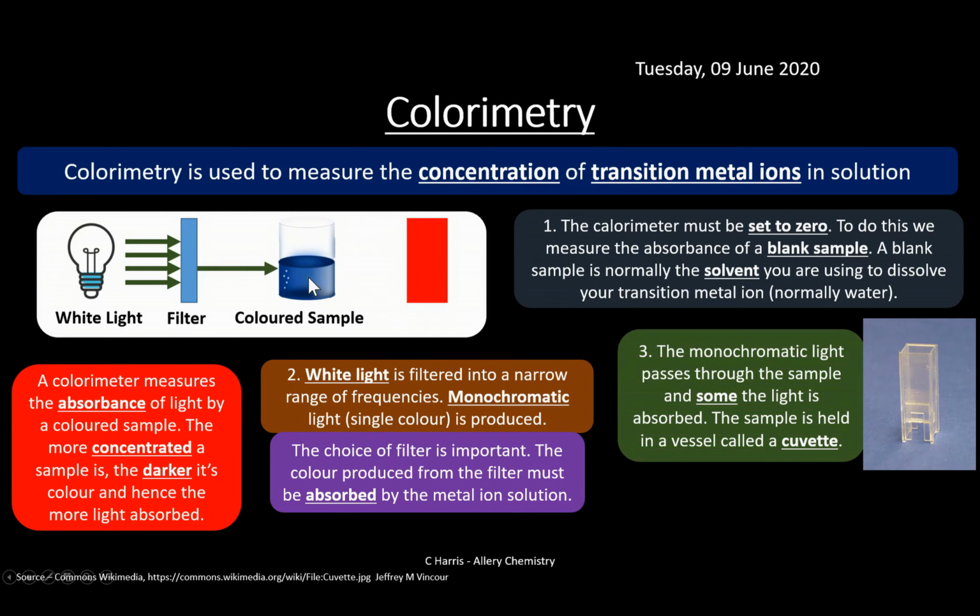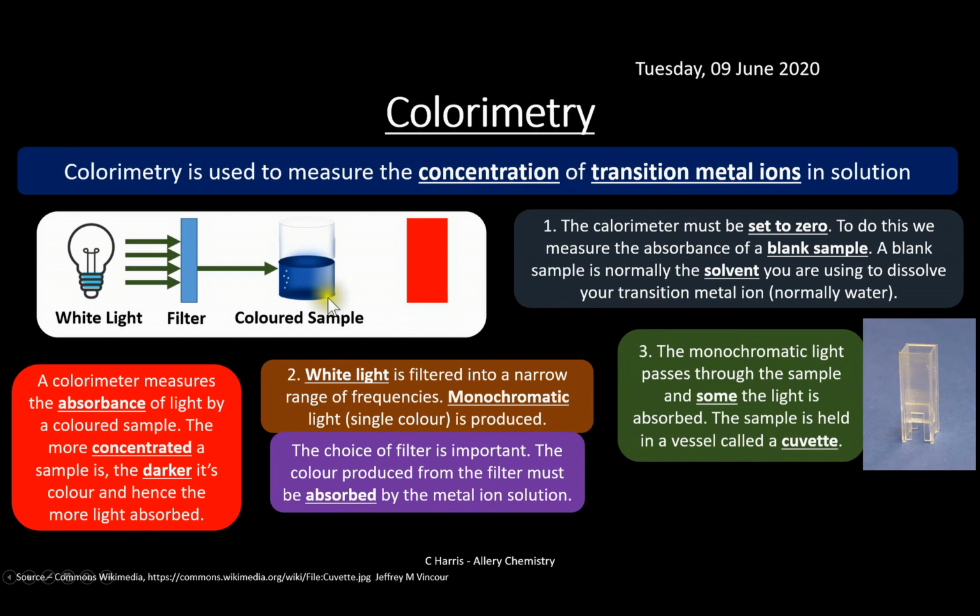Now that's the coloured sample there. In reality, it looks something like this. This is called a cuvette, and you might have seen these. They've got a frosted side on two sides, and that's where you pick it up. And it's got a colourless side on the other side, and that's where the light goes through that cuvette. So you'd put your sample in there, and the light would then shoot through that cuvette, and basically we're measuring the absorbance of that light.